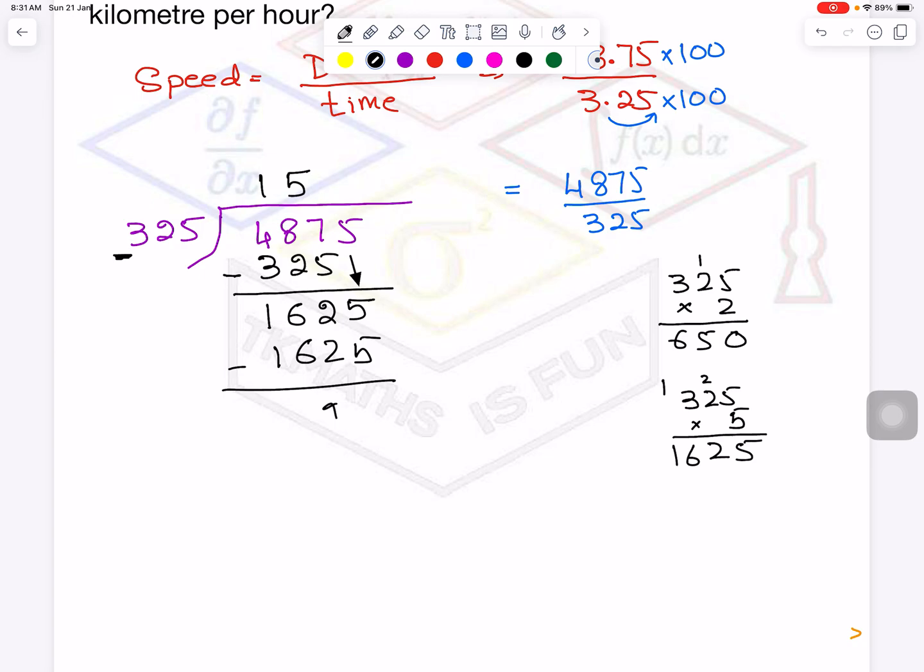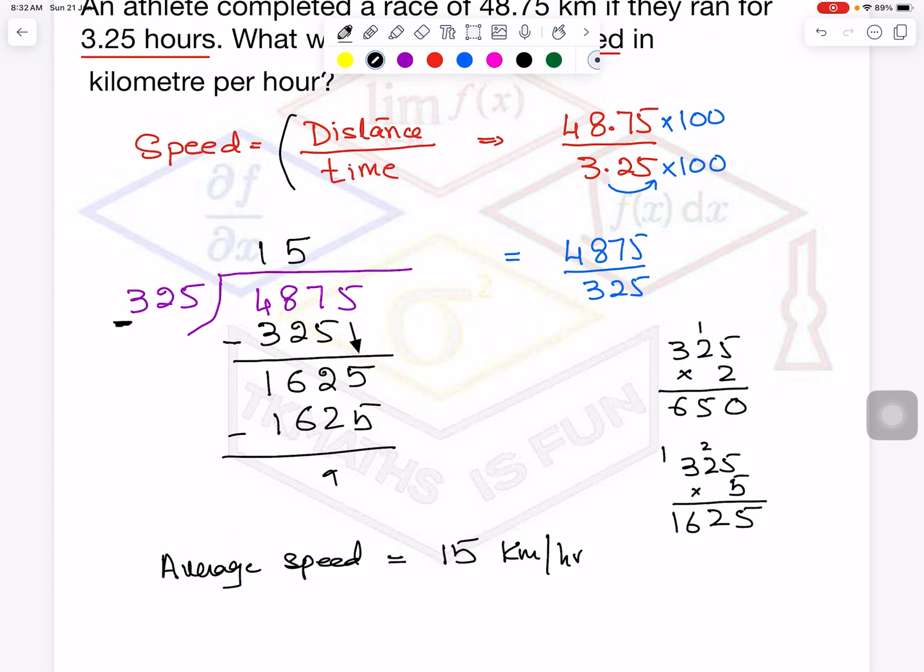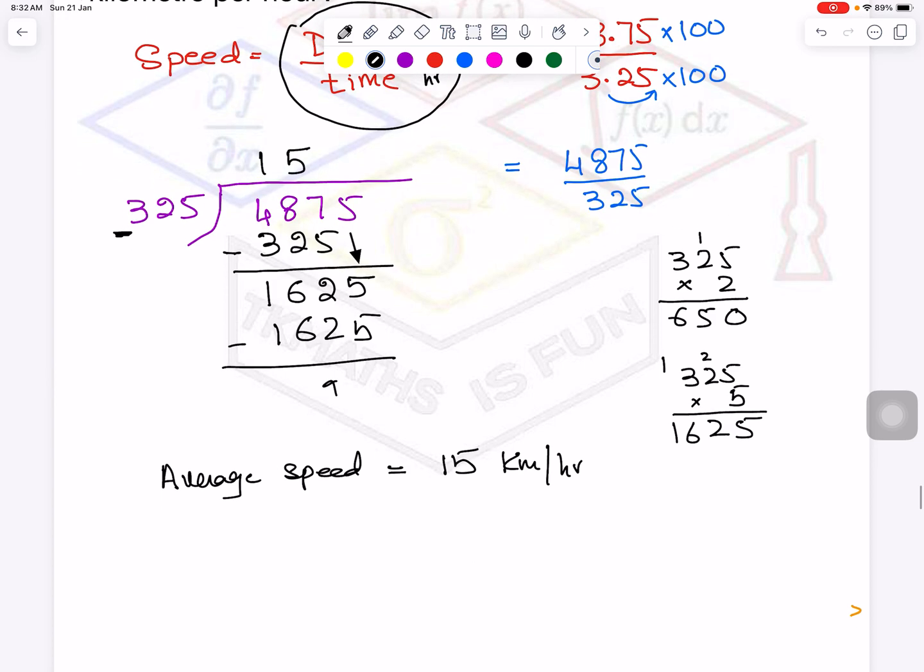So when the question asks what was the average speed, you can say average speed of the race, or you can just write it is equal to 15 kilometer per hour. Now how did I get this unit? Because speed is what? Distance and time. Distance was in kilometer, time was in hour. So it is kilometer per hour.